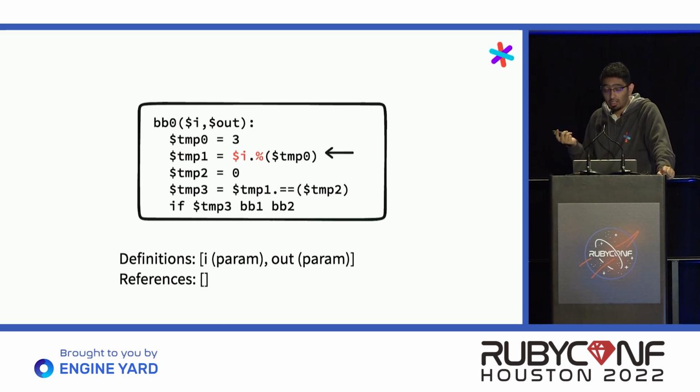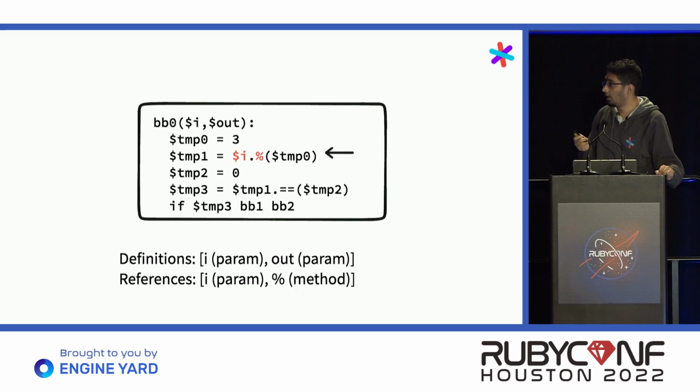Here, the receiver, $I, that's a named variable. That's a reference to the original I in the parameter list. And the percentage, that's an operator, so that's again a named method, and we need to emit a reference for that. So when you do find references on percentage, you can find this call. So we'll add two references here to the references array, marking the parameter and the method.